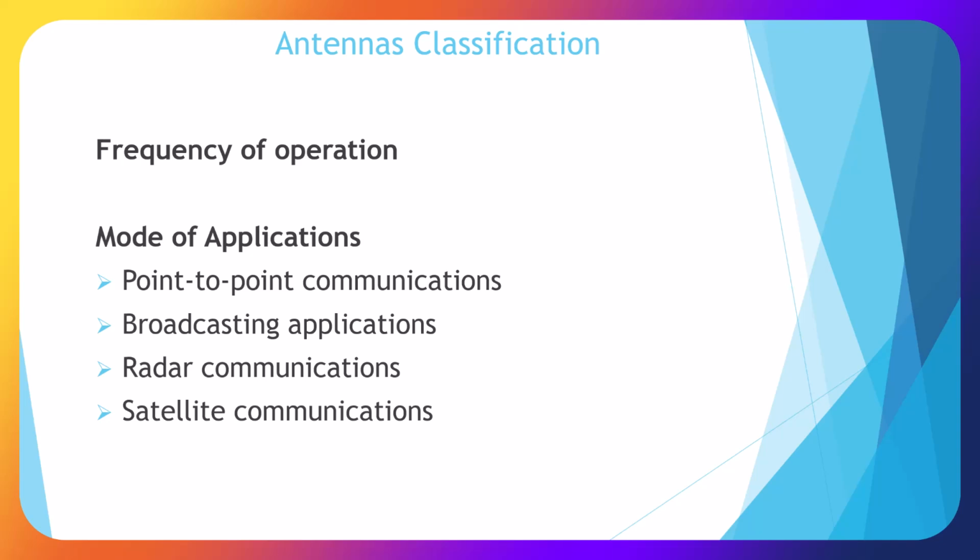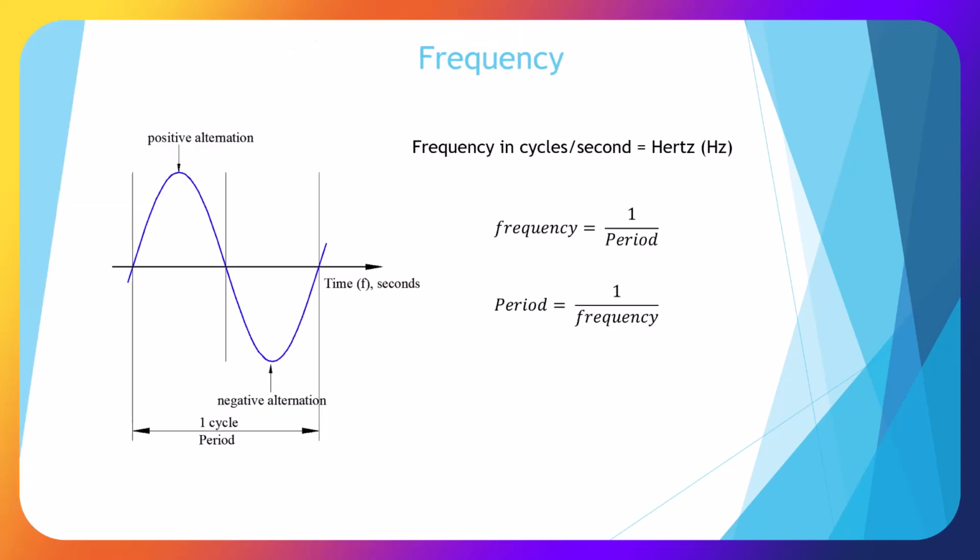Okay, we use frequency when we have a sine wave here, and that depends on the number of alternations within a period of time. And our period, which goes from one cycle to the other, the time low to the time high, is 1 over frequency.